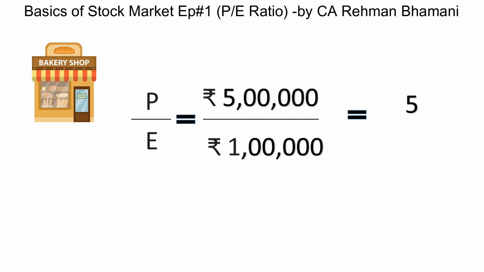So PE ratio basically tells you in how many years you can recover your cost. So in our example, if you buy this business for 5 lakh and if this bakery continues to earn 1 lakh rupees every year, it will take you 5 years just to recover your cost. In future, it may happen that the sales in the bakery may increase and you will earn a lot more than this. Now let us check some real life examples.